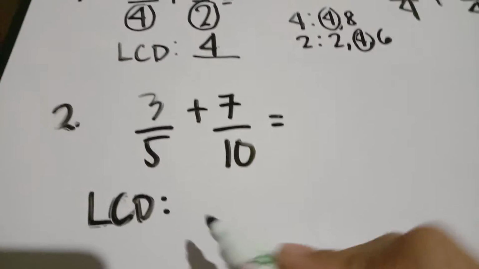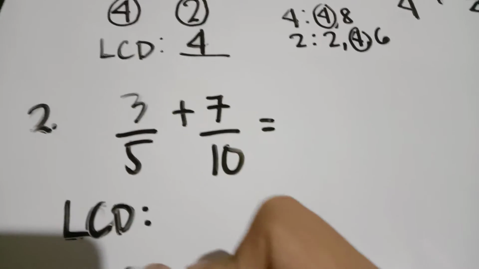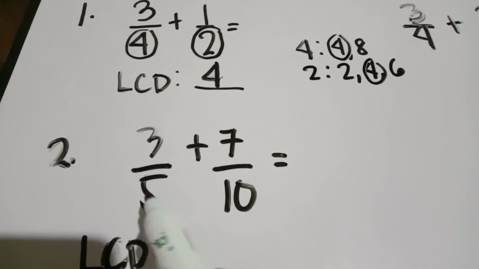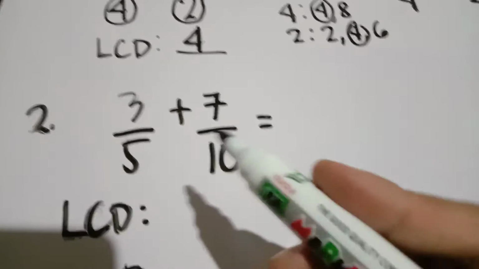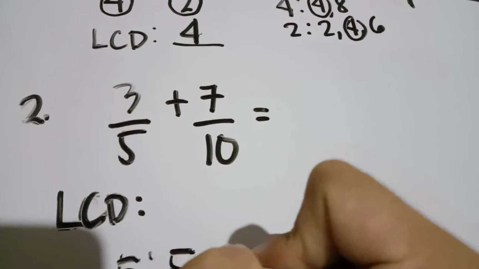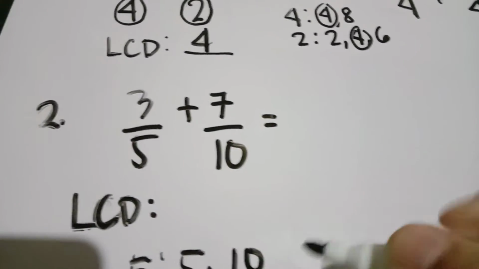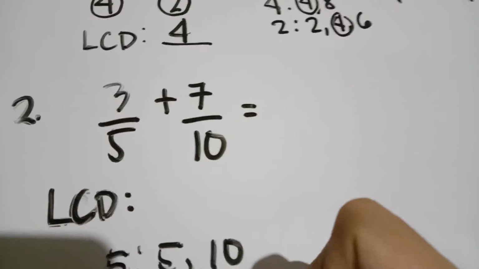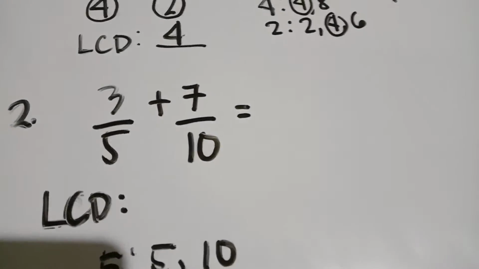Again, papaano nga hanapin yung LCD or least common denominator? Okay, simply list down the multiples of the denominators. So the denominators here are 5 and 10. So what are the multiples of 5? So we have 5, 10. Okay, how about 10? What are the multiples of 10? We have 10, 20.